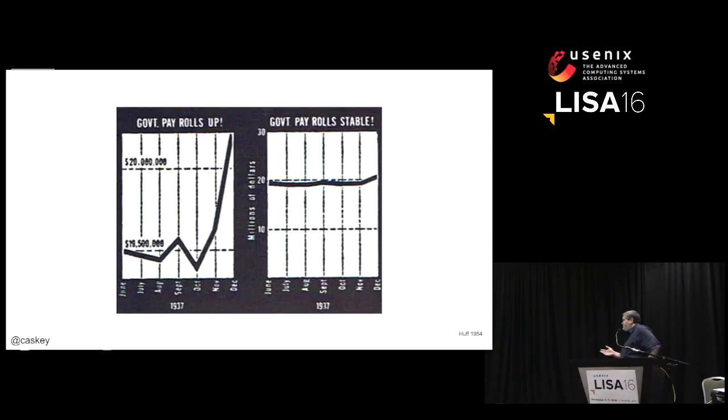Here's an example from Huff. He's the one who wrote How to Lie with Statistics back in the 50s. If you haven't read that, it's a very thin book. He basically talks about how to manipulate the presentation of data so it's honest, but people draw different conclusions. This is one of his classic examples.